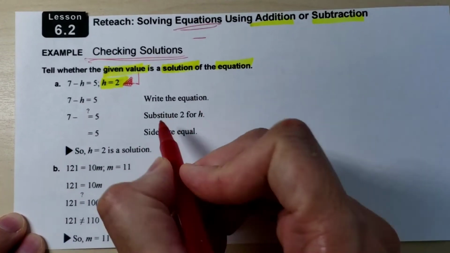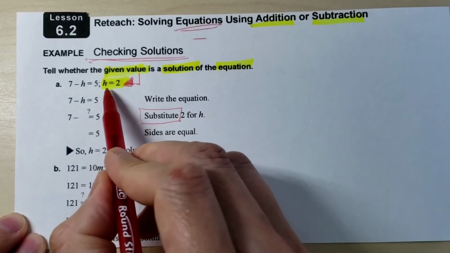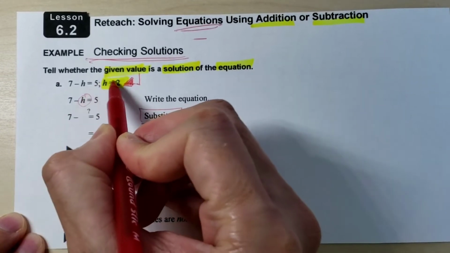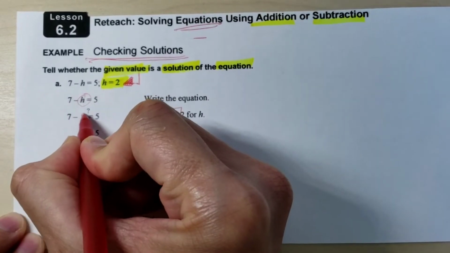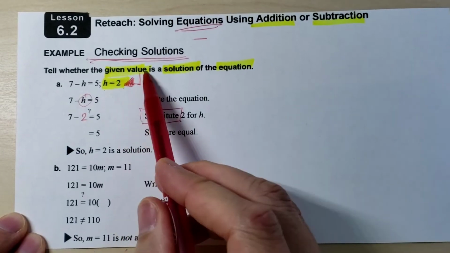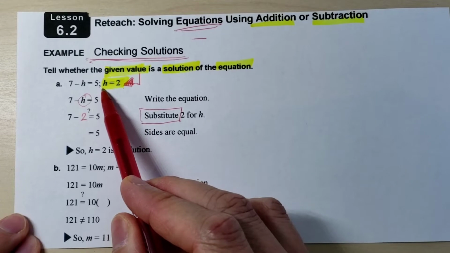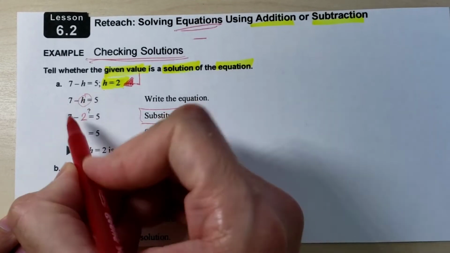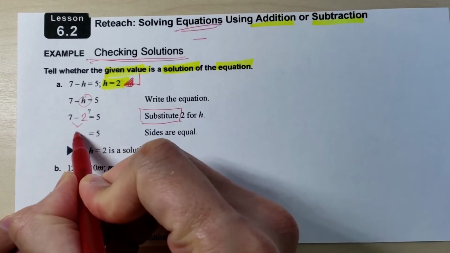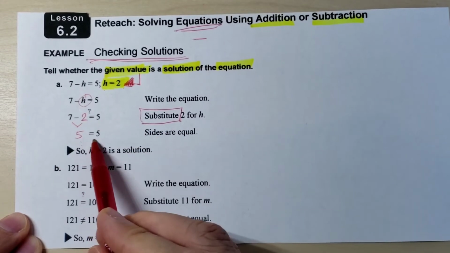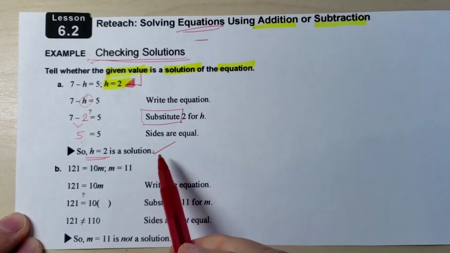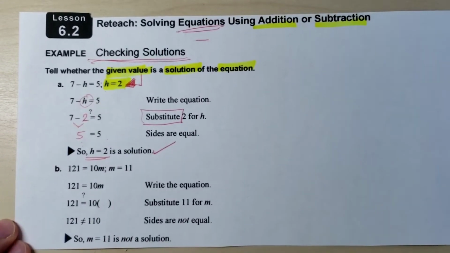Now, substitute. It says h is 2, so we need to change h into exactly 2, because the given value of h, the variable, is 2. So 7 minus 2, would that equal 5? 7 minus 2 is 5. 5 is equal to 5. So h equal to 2 is the solution to this equation.